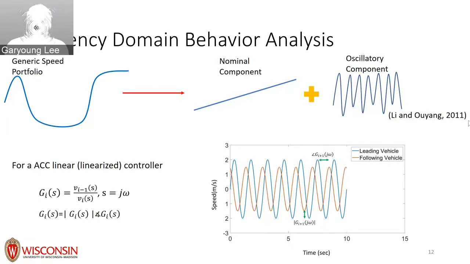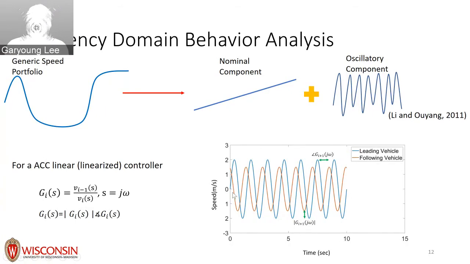For these frequency domain behaviors, if we design the ACC controllers, especially ACC linearized controllers, we can define a transfer function, which is the Fourier transformation of the leading vehicle's speed divided by the Fourier transformation of the following vehicle's speed. By this concept of transfer functions, we can describe how the speed will amplify or what the phase shift is during the traffic oscillations. For example, the transfer function of the coupling models equals the magnitude of the transfer function times the angle of the transfer function.